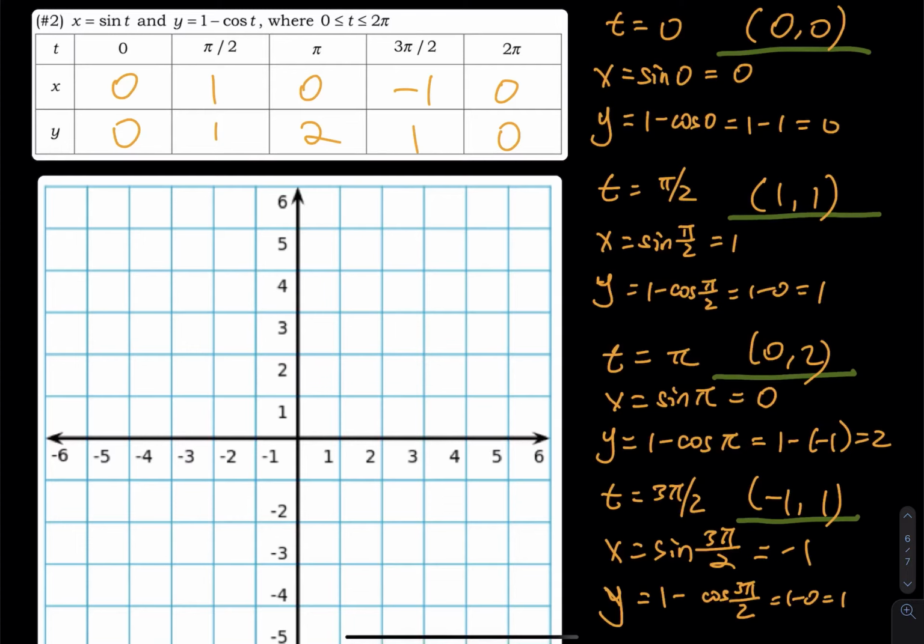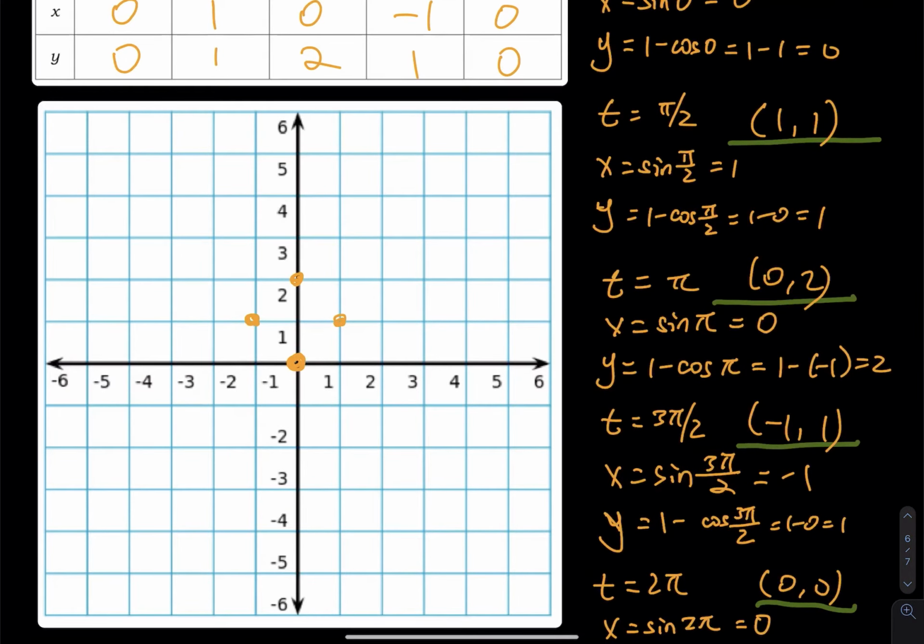All right. So the first point is 0, 0, which is right here. And then the next point is 1, 1, then 0, 2. Then negative 1, 1, and then back to 0, 0. So that means the particle is traveling on this circle, moving in this direction.